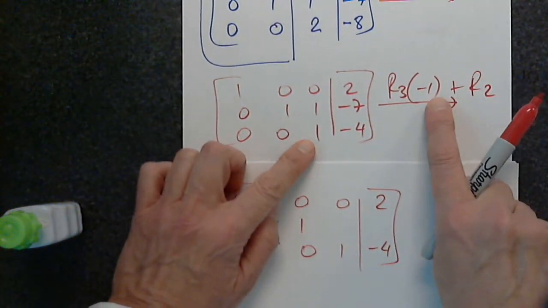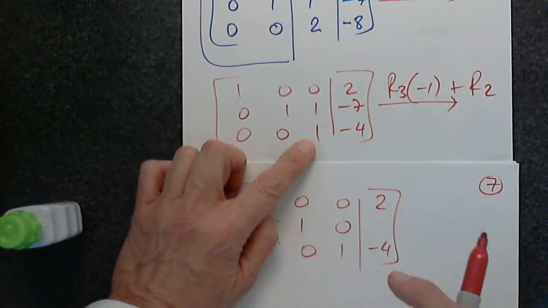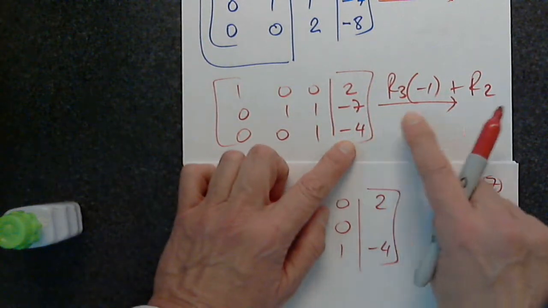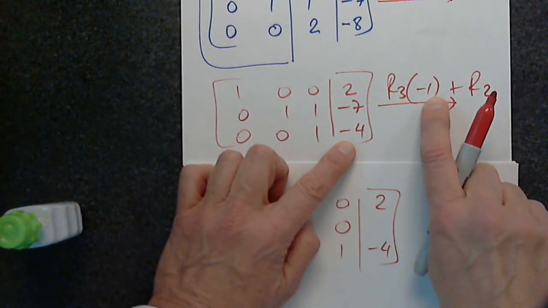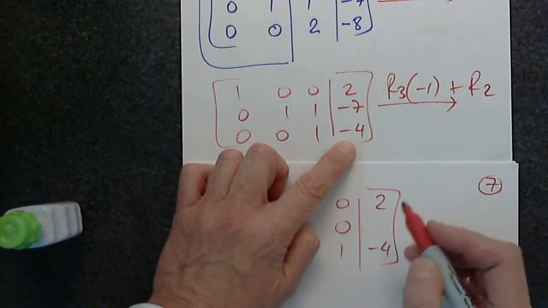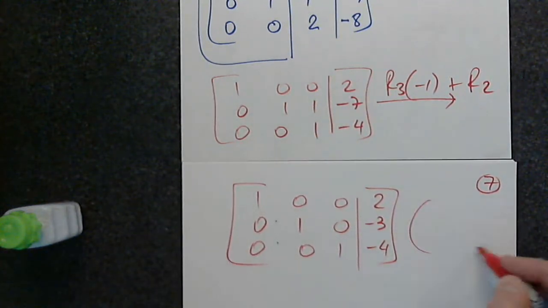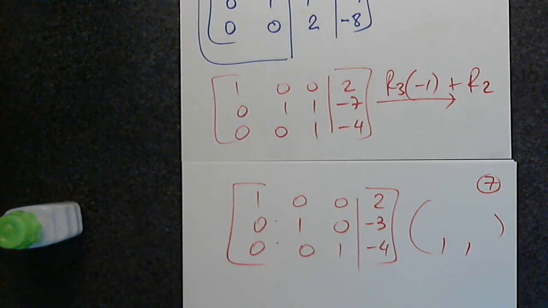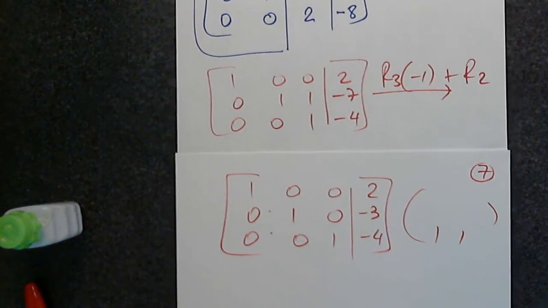1 times negative 1 plus 1 is 0. Negative 4 times negative 1 minus 7. And now I have the solution. Do I know whether it's correct or not? No, I don't. Not yet. I have to go and check. So what is the solution?